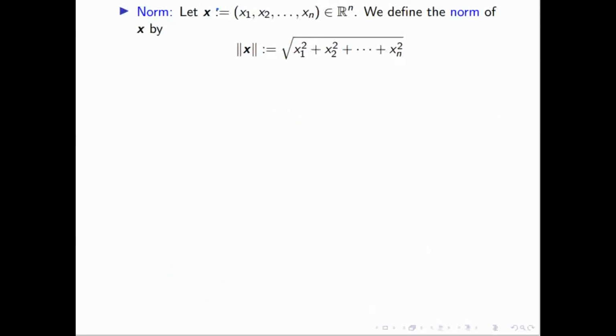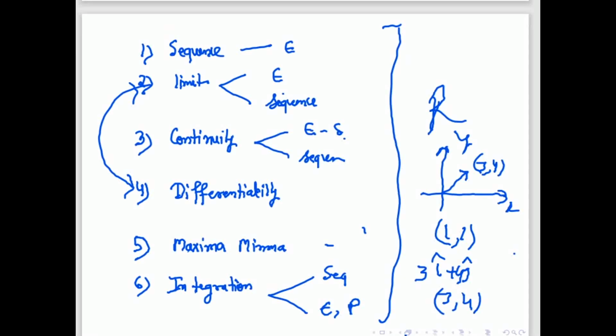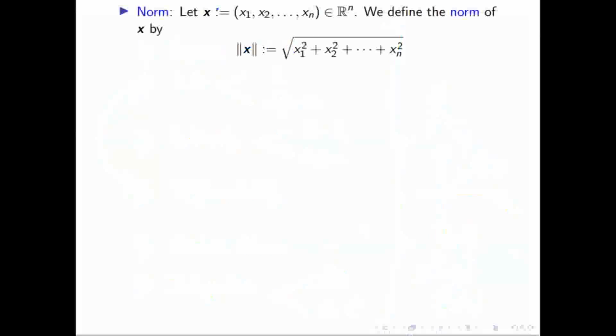So if x is a vector, then what will this norm represent? Norm is the distance of that vector (x1, x2, ..., xn) from the origin, like x minus 0 you can always write. So this is the distance of vector x from the element 0, and this formula is square root of x1 square plus x2 square plus ... xn square. So by using this formula, I will find the distance between two elements.